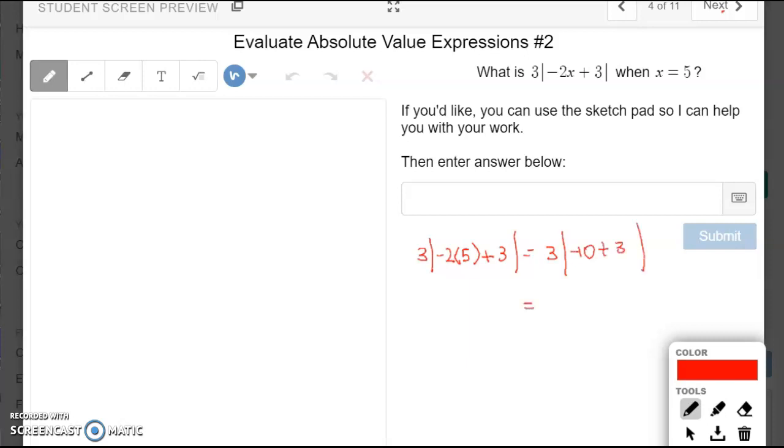Okay, so again we need to evaluate what's inside the absolute value function. Negative 10 plus 3. What's negative 10 plus 3? That's negative 7. Now that I just have the one value inside the absolute value function, that's when I apply the absolute value. What is the absolute value of negative 7? That's just positive 7. And what is the operation between 3 and the absolute value? That is multiplication, so it's 3 multiplied by 7, which is 21. So my final answer here is 21.